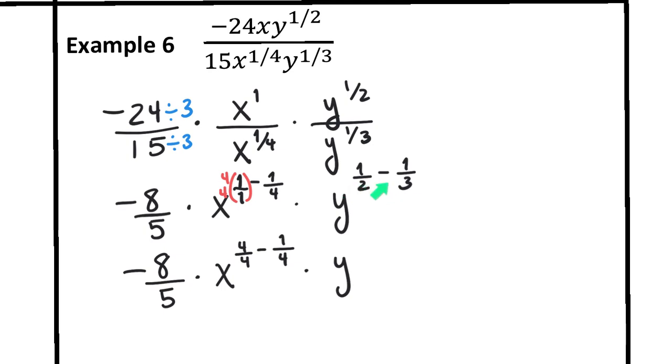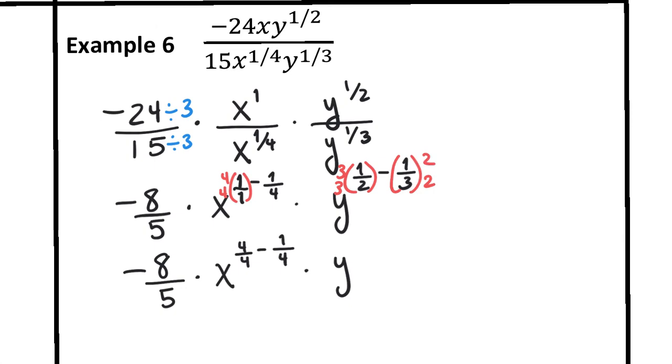I need to get a common denominator between these two, so I can change both of these into a 6. How do I change the 2 into a 6? I can multiply the 2 by 3. But whatever I do to the bottom, I have to do it on the top. And then over here, I can change the 3 to a 6 by multiplying the 3 times 2, but whatever I do to the bottom, I have to do it to the top.